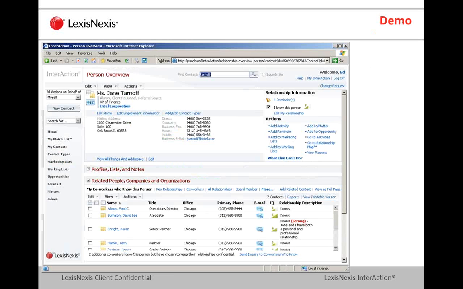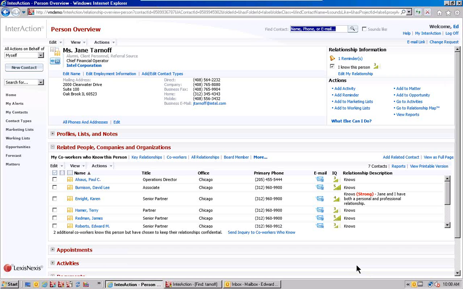So let's go ahead and jump in and actually take a look at a live demo and see where I can surface or where I can see this InterAction IQ. So I'm going to show you different interfaces. This view is from the InterAction web client, for users who live in this interface. Okay?